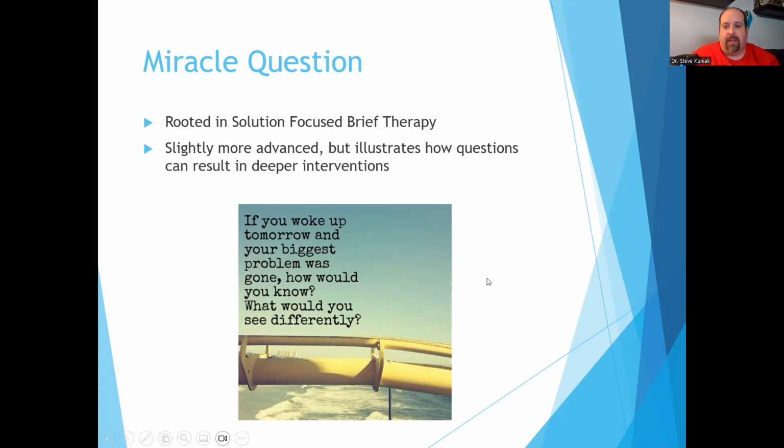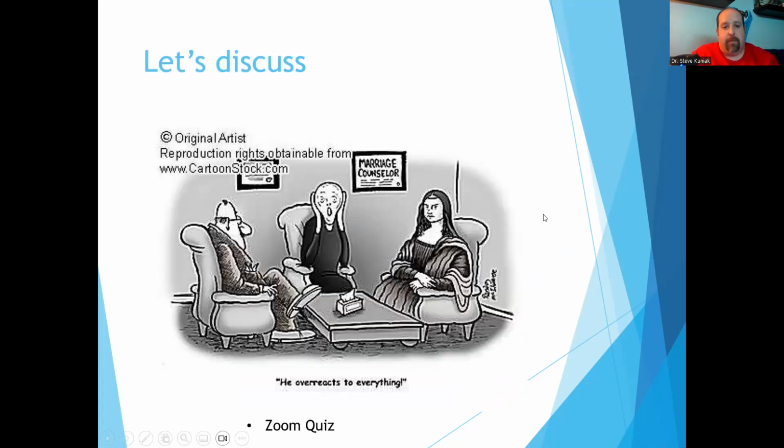Get the client really thinking about what their problem is and what it would be like for it to be gone. Don't just ask, so you went to sleep tonight and you woke up the next morning and all your problems are gone. What did you notice? That's not helpful. That's not going to get them really thinking deep about what's going on. A lot more setup.